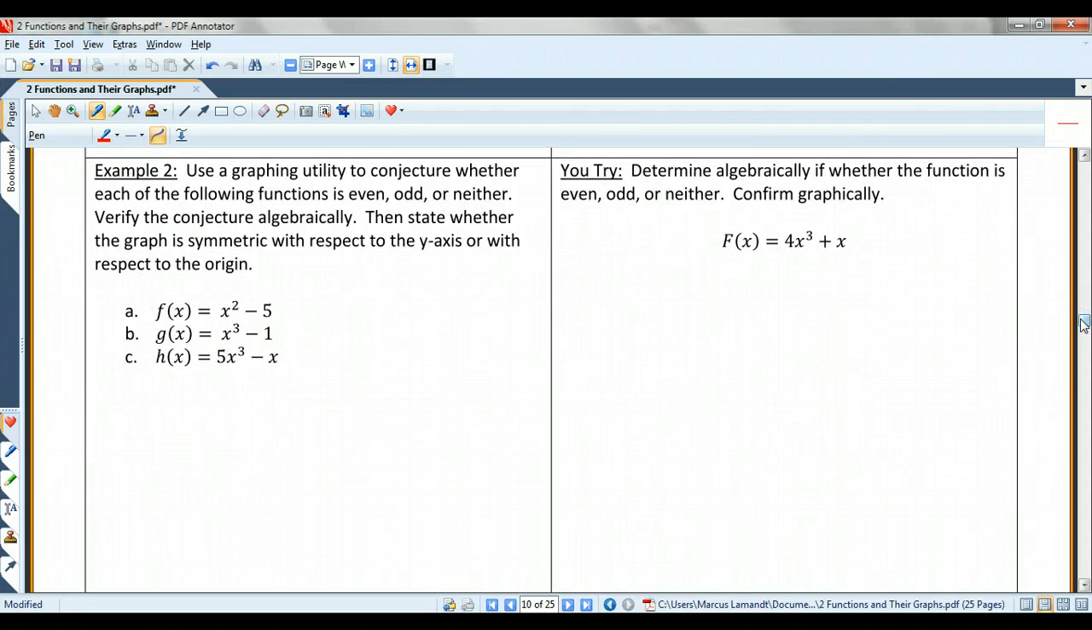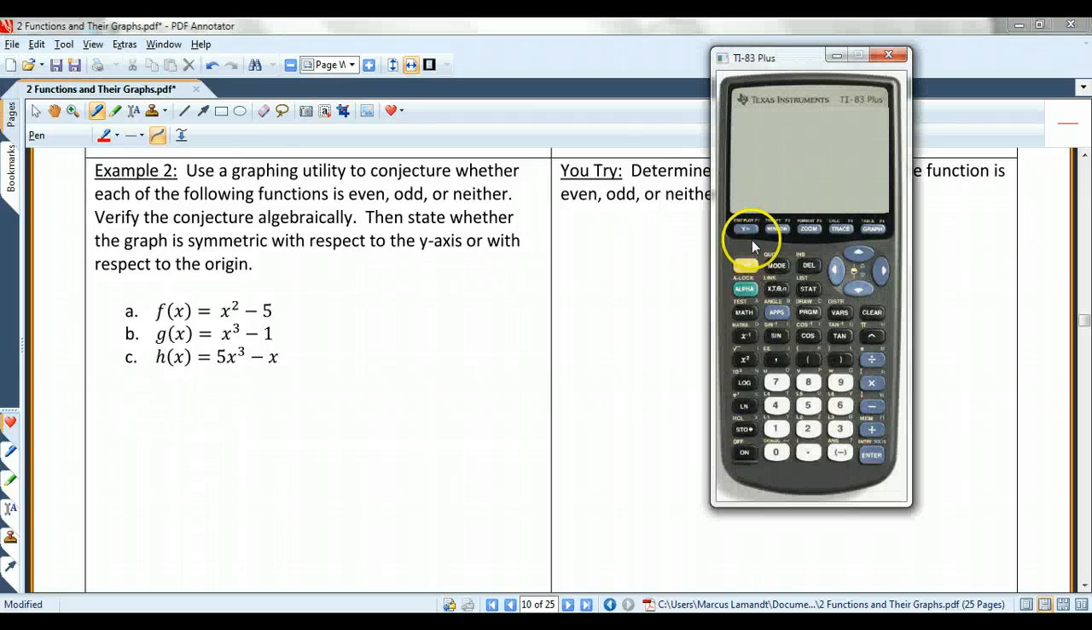Use a graphing utility to conjecture whether each of the following functions is even, odd, or neither. Let me pull out a calculator. If I graph x squared minus 5, that's an even function. If I graph x cubed minus 1, initially you think it would be odd, but this is the origin here, and it's shifted just a little bit down. So it's actually neither.